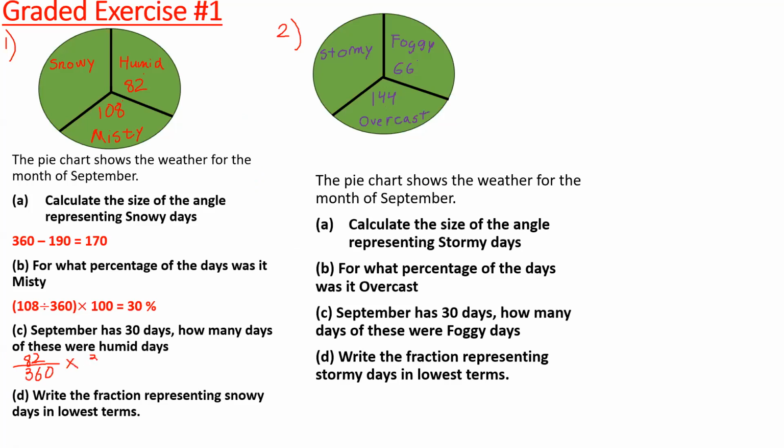Why 30? Because the question said September has 30 days. So that's why I'm going to multiply by 30 over 1. Good. We do the canceling. What do we get? Now it's going to be 82 over 36 times 3 over 1. So it's going to be what? 246 over what? 36. Good. And 246 over 36 is going to be what? 6.83333 repeating. Very good. So it's 6.8.